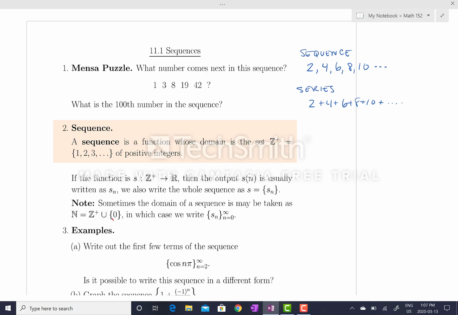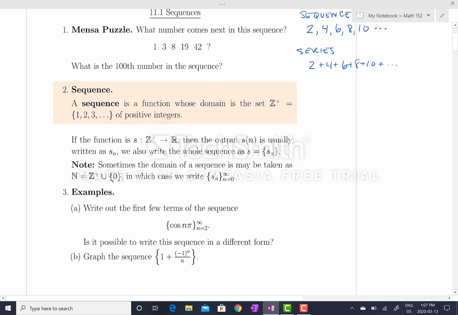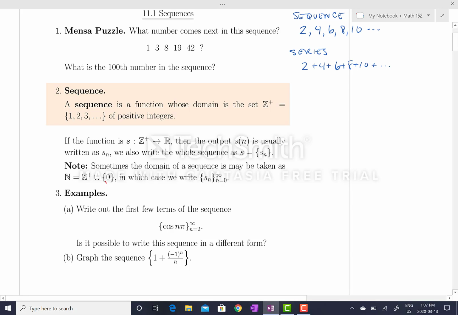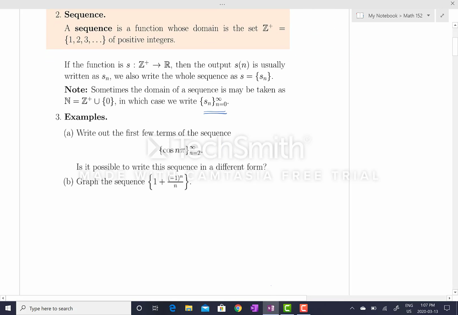Okay, so a sequence is a function whose domain is the set of positive integers. It is sometimes possible that 0 will be included, in which case we will denote the sequence as a list of numbers: S0, S1, S2, S3, etc. So here, for example, we could try to write out the first few terms of the sequence, which we're going to denote this way: cos n pi, as n goes from 2 to infinity.